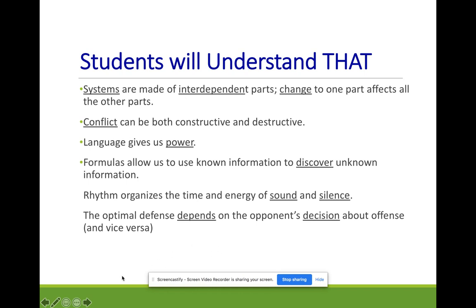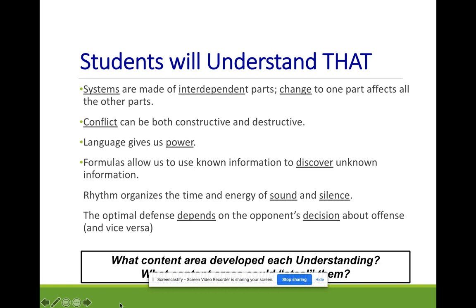I worked with some teachers and they came up with these. I want you to look at these and see if you can figure out which content area developed each understanding. Students will understand that... And then when we posted them on poster paper around the room, who wanted to steal them? Like which content areas wanted to steal them? So take a look at these. You can pause if you want to and see if you can decide who said what.